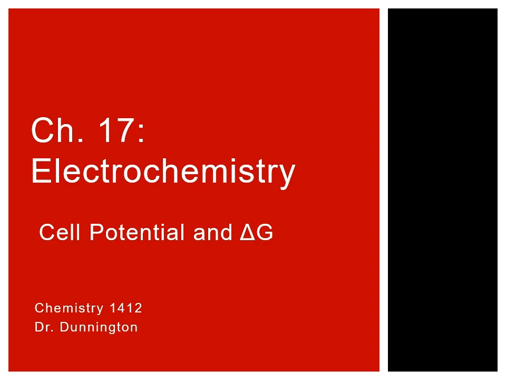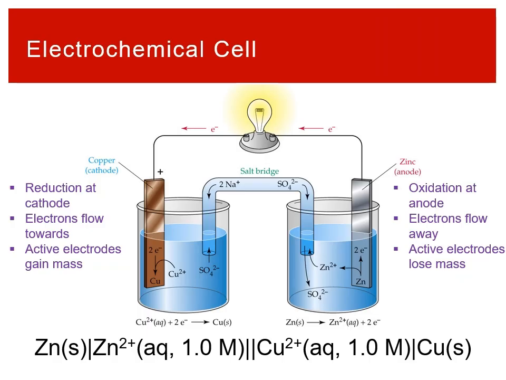Now we're going to talk about cell potential and delta G. So we've set up our idea of what an electrochemical cell is, what the parts of the electrochemical cell are, the flow of electrons, the notation to describe electrochemical cells, all of those ideas. And now we want to talk a little more about some of the ways we can predict, or what kind of drives the cells.